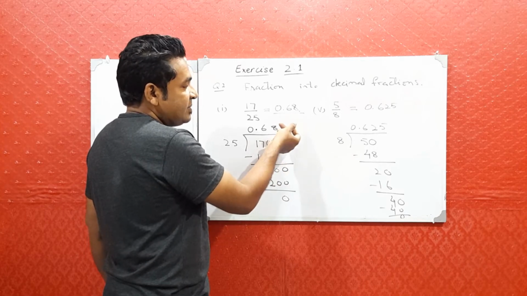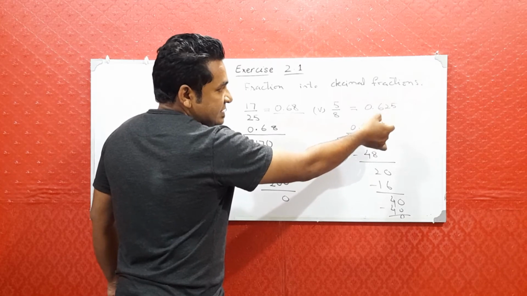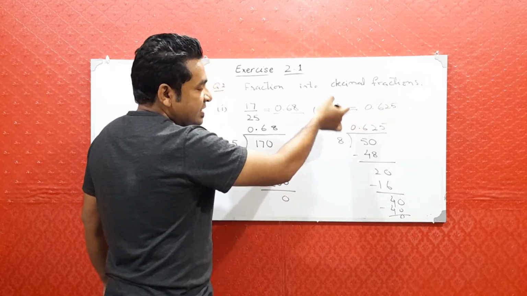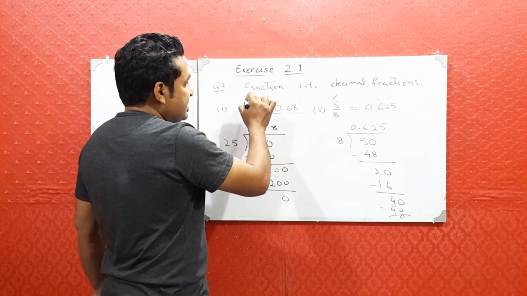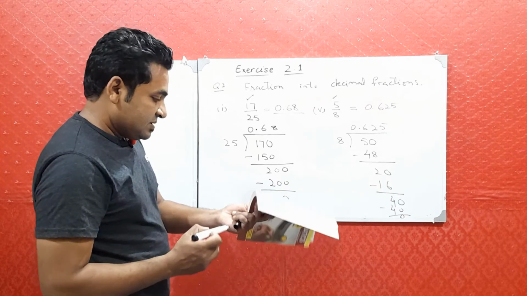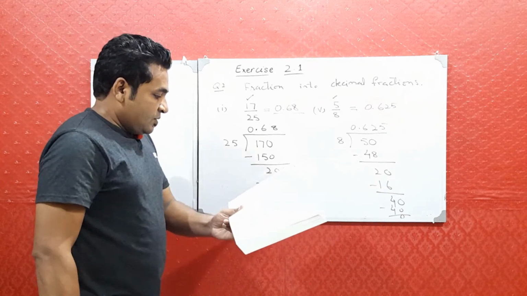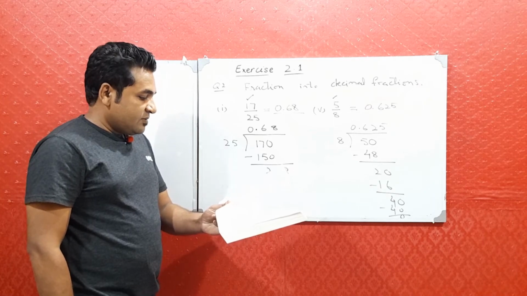So if I ask you, is 0.68 a rational number? Yes, it is a terminating decimal. 0.625, yes, it is a terminating decimal, and 5/8 by definition is rational. 17/25 is by definition rational, although it is not a part of this question, but I am just telling you. Okay, now which of the following statements are true and which are false?